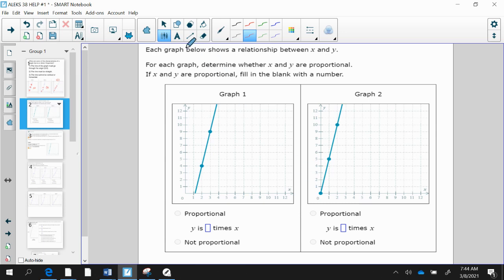Let's take a look. It says for each graph, there's a relationship between x and y. For each graph, determine whether x and y are proportional. If x and y are proportional, fill in the blank with a number. We'll take a look at this first graph. This is not going to be proportional because it doesn't go through the origin, and it's going up by different values. This one is proportional. It's a straight line. It goes through 0, 0, and it is not horizontal, and it is not vertical.